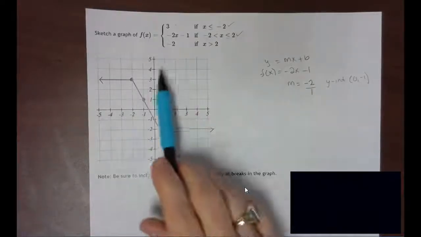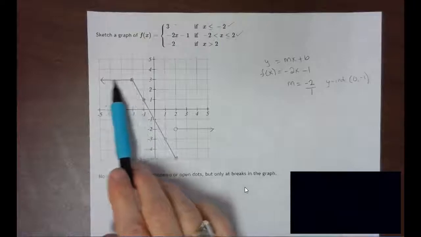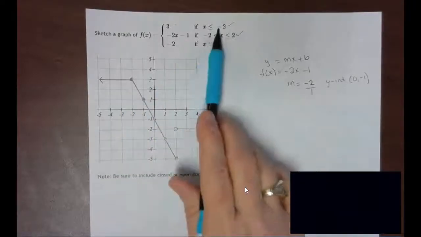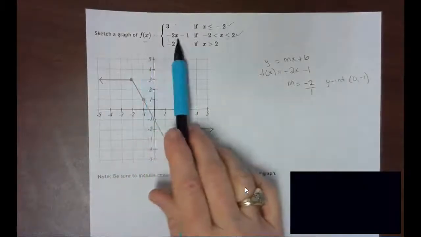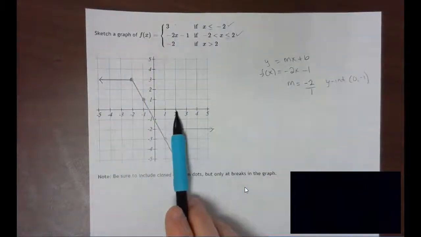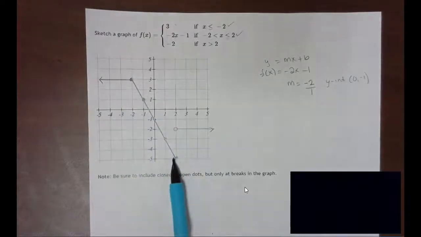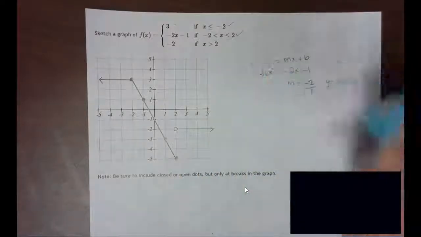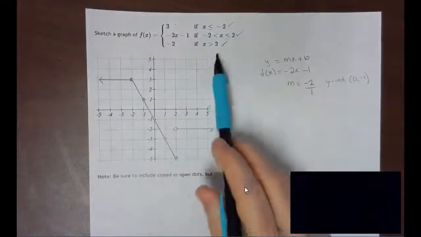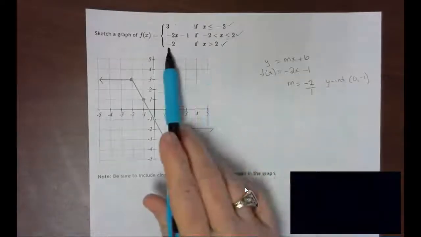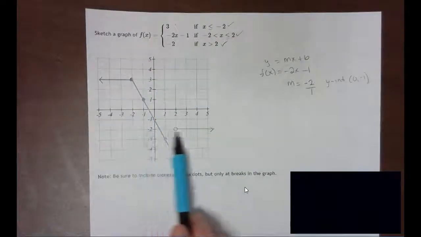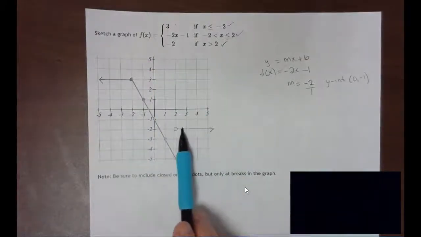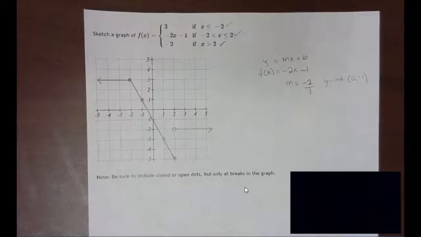So again, f of x equals 3 right here, for anything less than or equal to -2, so that's the colored-in dot. Then we brought in the next function, which is from -2 to 2. We graphed it, and this is a closed dot for that particular function. And then the third function, which I'll check off, is for x greater than 2, f of x equals -2, but only greater than 2, and it's an open circle. So that is our piecewise function.